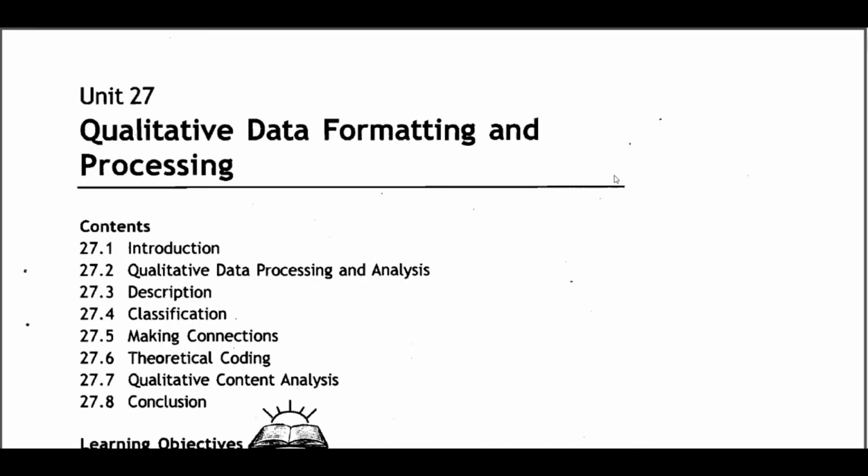Qualitative Data Formatting and Processing. Unit 27. Contents. Introduction. 27.1 Introduction to 27.2 Qualitative Data Processing and Analysis. Description. Then classification. Then 27.5 Making Connections.